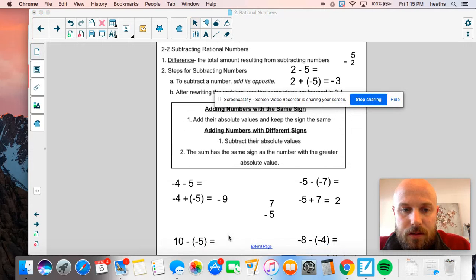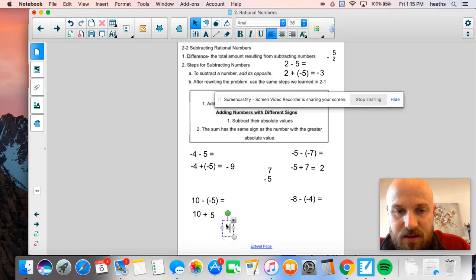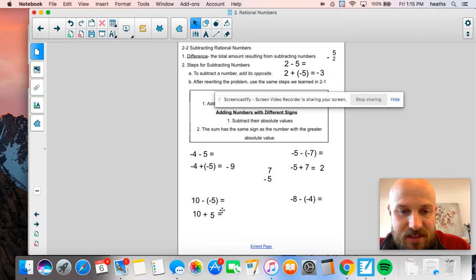Okay. And just for good measure, I'm not going to do both of these down here, but we're going to do one of them. Let's do 10 minus a -5. So I'm going to write my 10. Remember, our first step when subtracting is to add, plus instead of minus, the opposite. What is the opposite of -5? It's +5. And guys, we're not going to complicate this thing. If that's our new problem, 10 plus 5, we know what that is, 15. And there you have it.